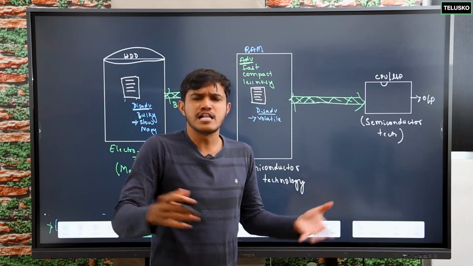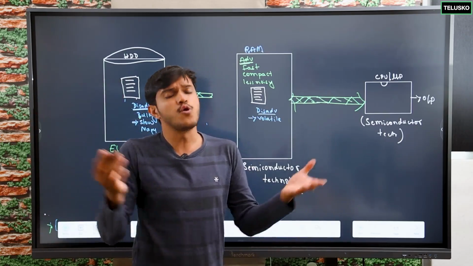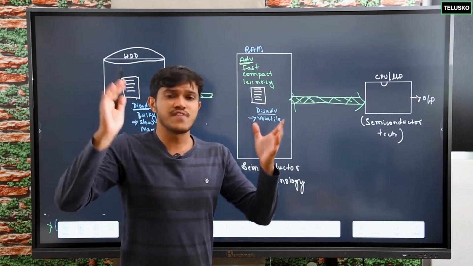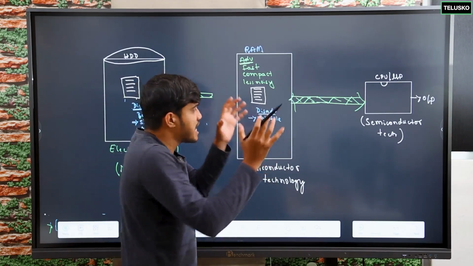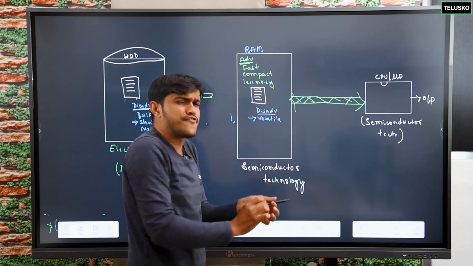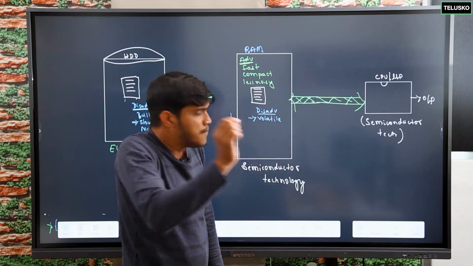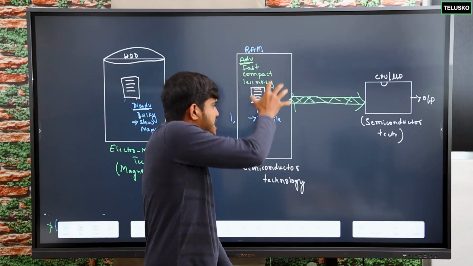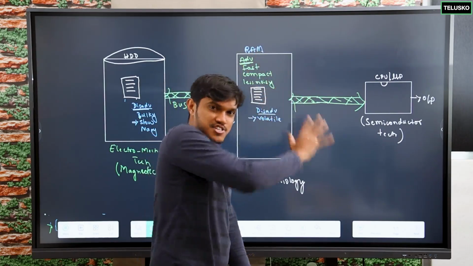Maybe you have given the power supply for one day, two days, you have written a lot of applications, a lot of coding has been done. Lakhs and crores of lines of coding have been done. A lot of data you have kept here. For a fraction of a millisecond, power is gone. All the data which you have written here will vanish.